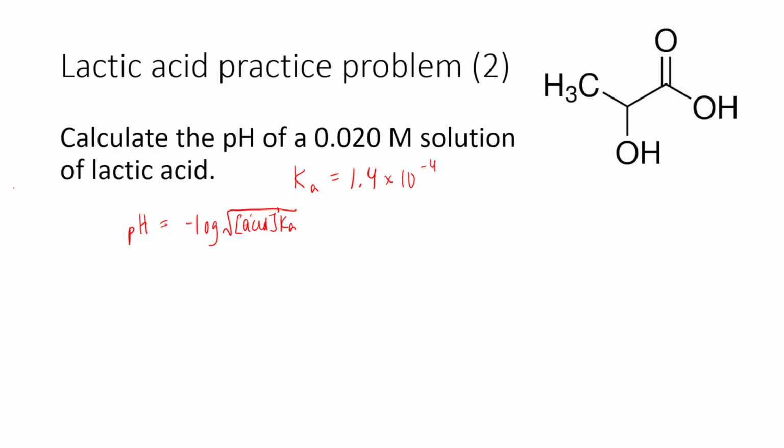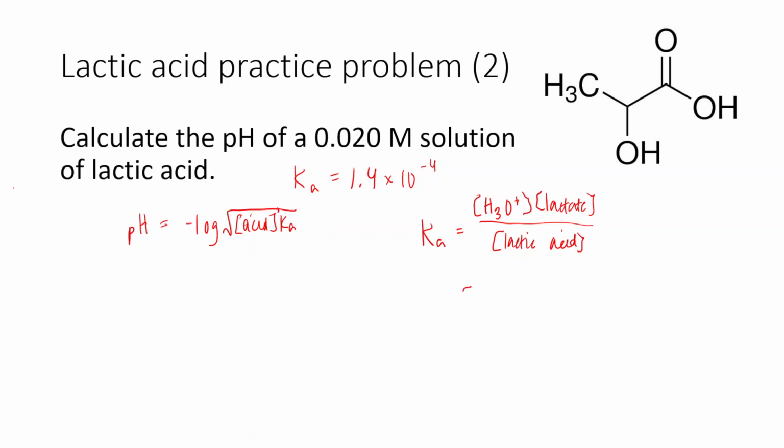But yeah, before we calculate, let's talk about where this equation came from. This actually comes from our definition of the Ka, which we already figured out, right? So the Ka is, like we already said, the concentration of hydronium ions times the concentration of lactate over the concentration of lactic acid. And we know that every time a proton dissociates from lactic acid, you make one hydronium. So you have an equal number of lactate ions and hydronium ions.